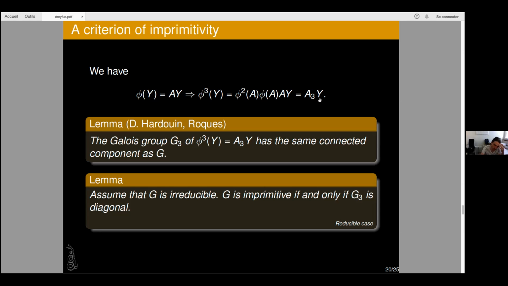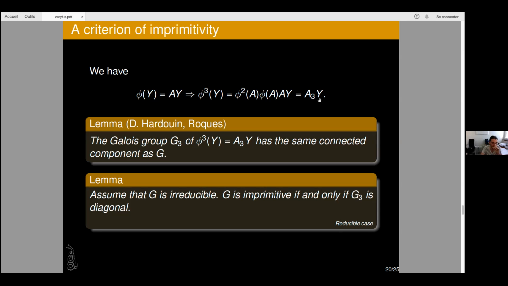And it has been proved that if you iterate a system, the connected component is not moving. So this new system has exactly the same component as your original Galois group. So it means that if you are interested in the connected component, you can just iterate the system. And in fact, you can prove that if you iterate it sufficiently, you find something that is connected. So iterating is very powerful if you are just interested in computing the connected component.